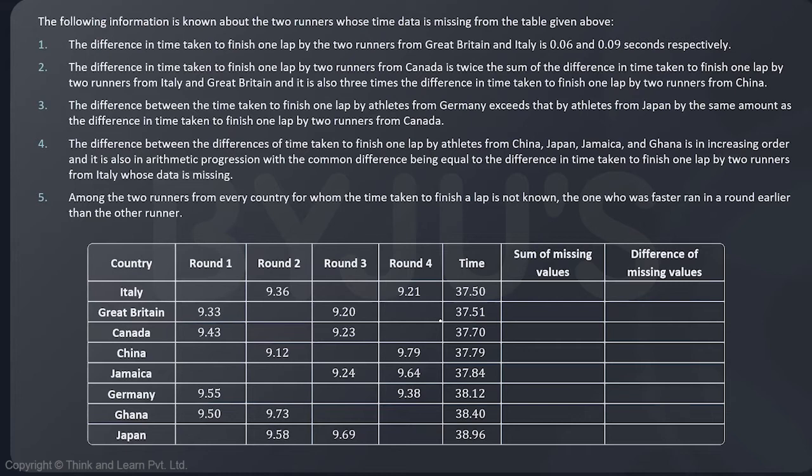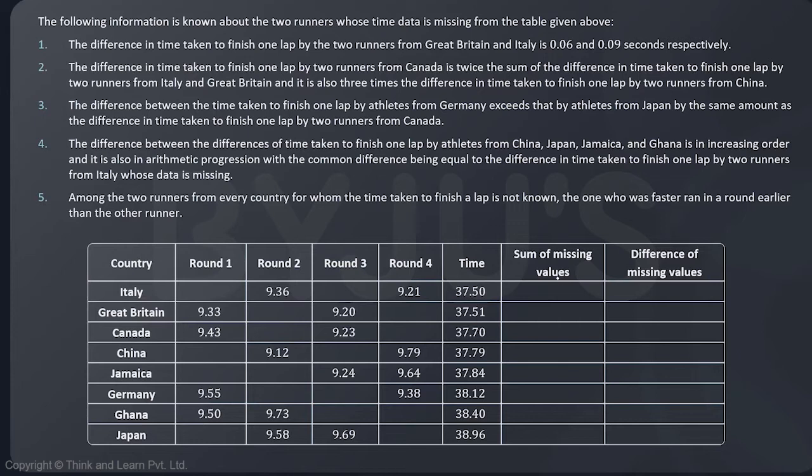The following information is known about the 2 runners whose time data is missing from the table given above. The difference in time taken to finish 1 lap by the 2 runners from Great Britain and Italy is 0.06 and 0.09 seconds respectively. Okay, so let's do one thing first of all.